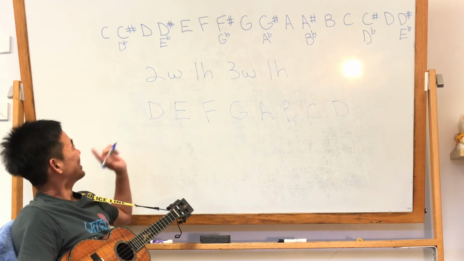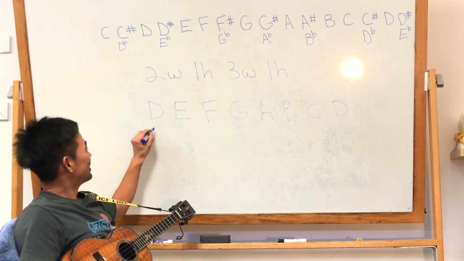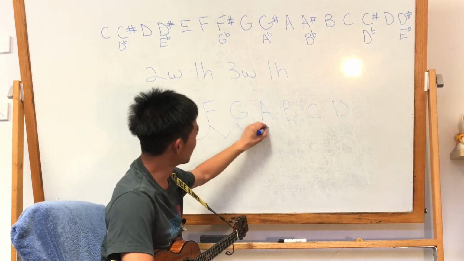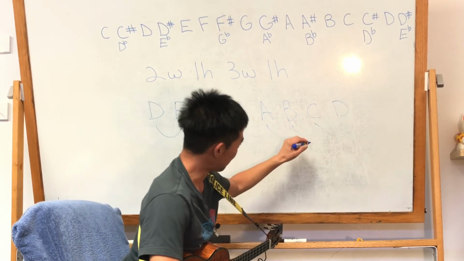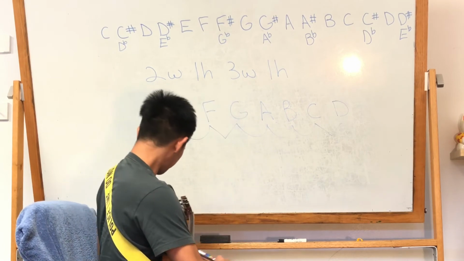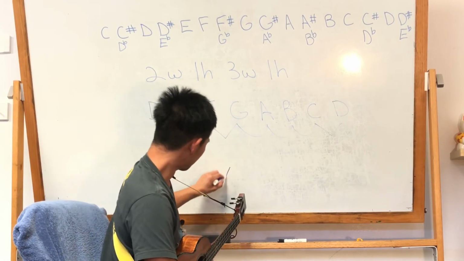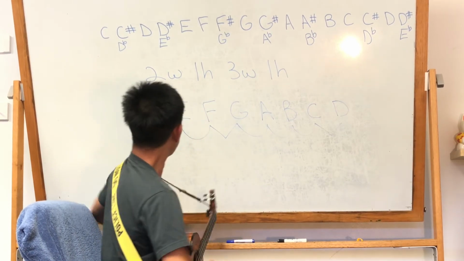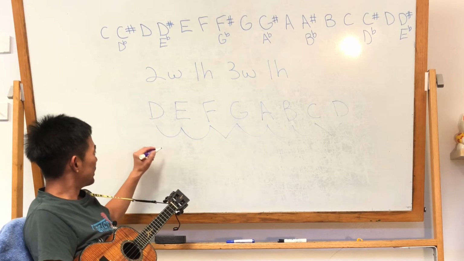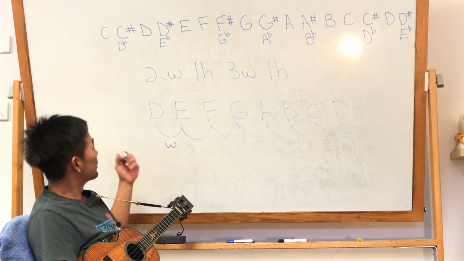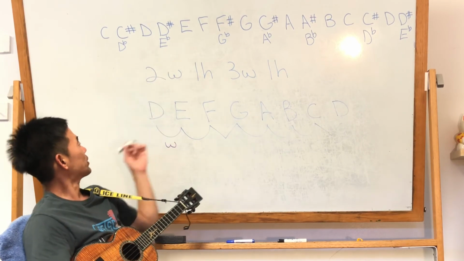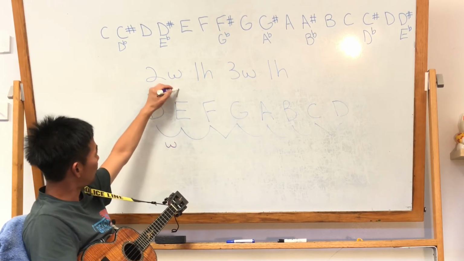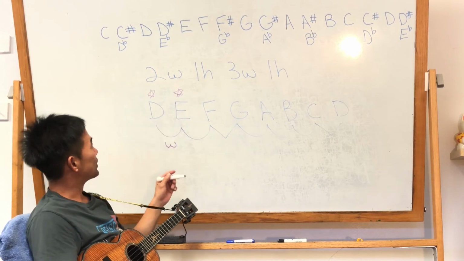Okay, so same pattern. D to E needs to be a whole step, half step, whole step, whole step, whole step, half step. Oh, I'm running out of ink. Oh, there you go. Okay. So D to E, is this a whole step? D to E, whole step, true. Okay, so we're good on D, we're good on E. Okay, E to F, is that a whole step?